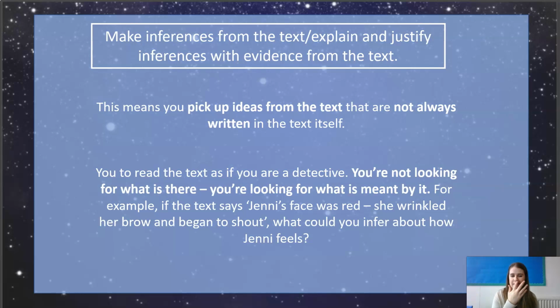For example, if the text said, Jenny's face was red, she wrinkled her brow and began to shout, we would think, how could we infer how Jenny feels? It's a bit like your show, not tell. We know when people are red, and you furrow your brow, so you're frowning, and you begin to shout, you tend to do these things when you're angry or cross. So that's the idea of association with what you already know, but you've almost got to use your show, not tell skills here.